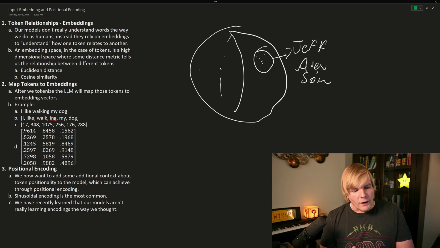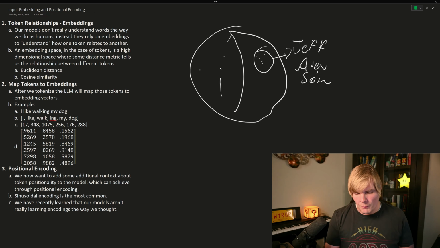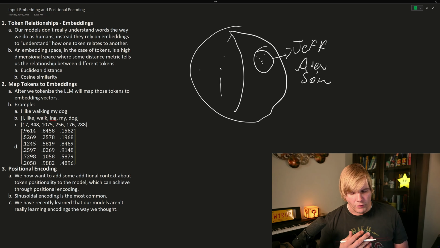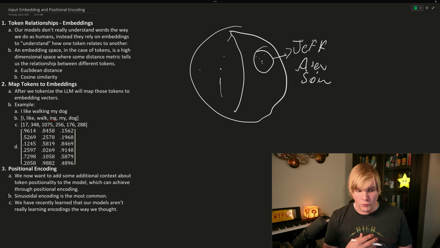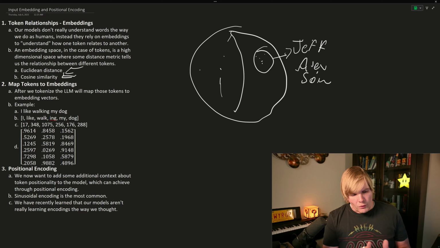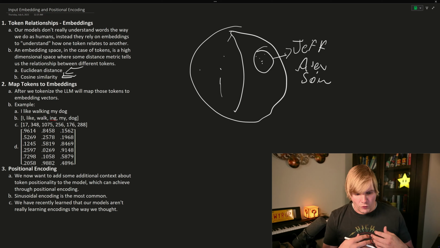We have to have this because our models don't understand words the way we do as humans. Instead, they need to rely on these embeddings to understand how things are topically related. Embedding spaces for tokens are typically very high dimensional, with 764 dimensions or even 12,000 and more not uncommon. They understand how things are related by metrics like Euclidean distance or cosine similarity, and this gives our model some intuition before we start training our weights on how to relate concepts.